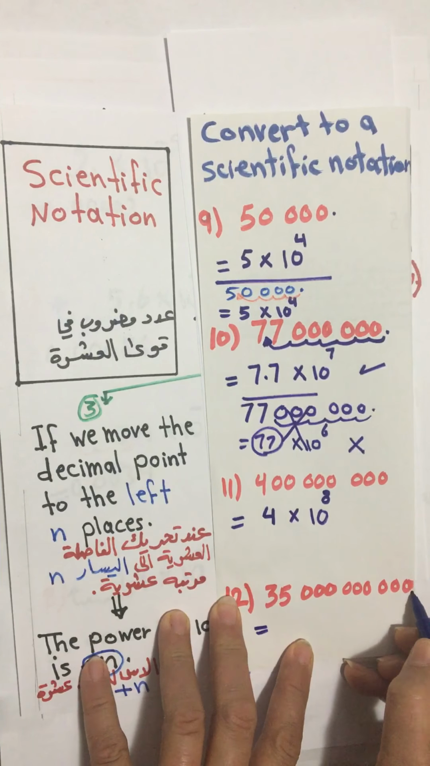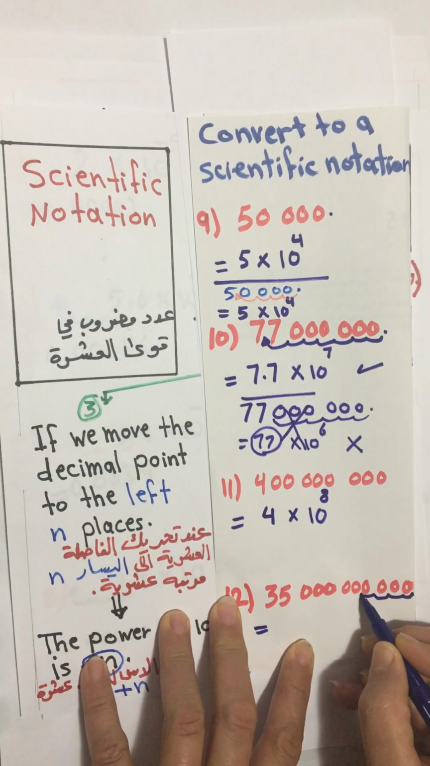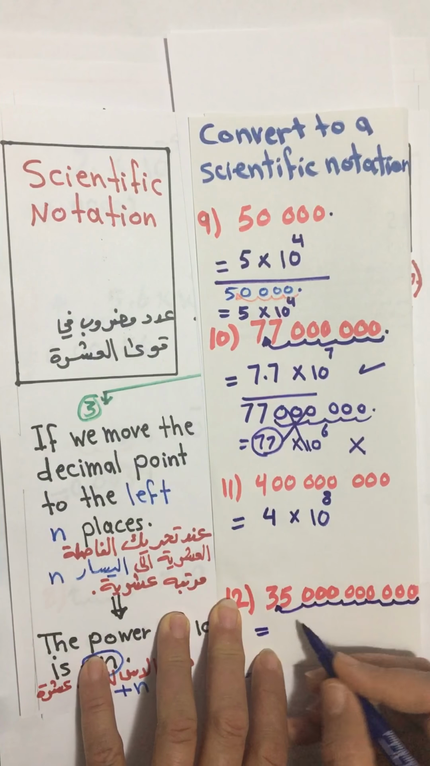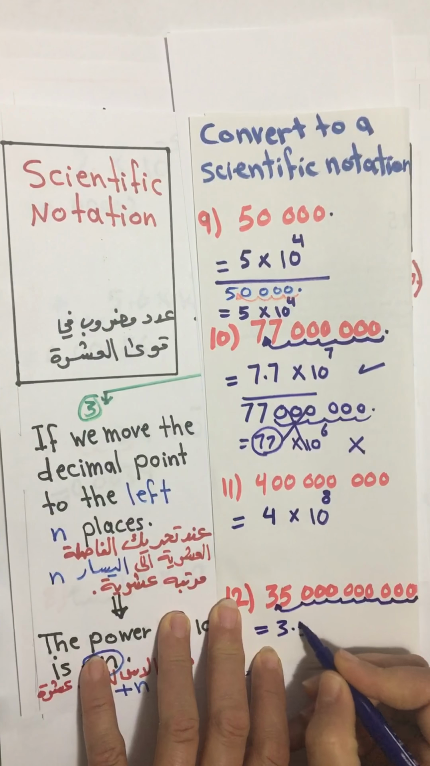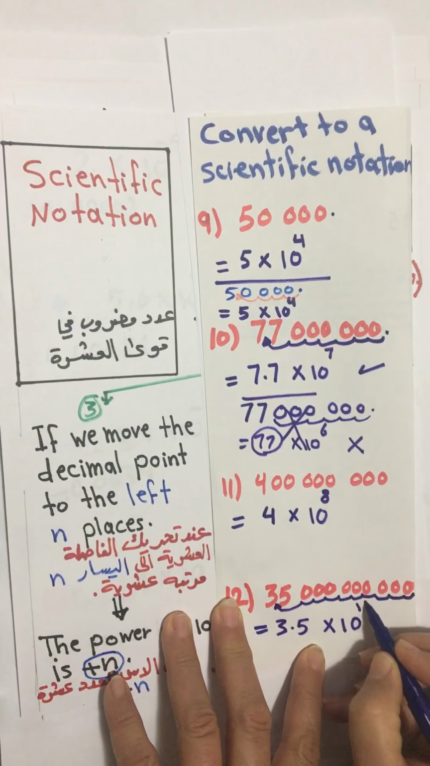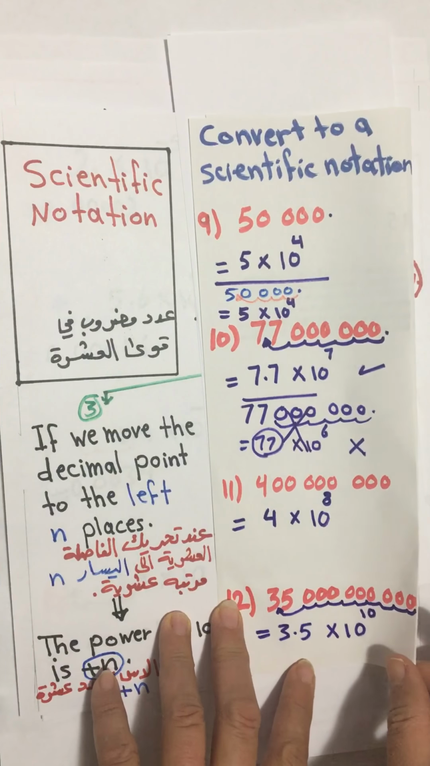So the decimal point is right here: 1, 2, 3, 4, 5, 6, 7, 8, 9, 10. The answer is 3.5 times 10 to the power 10. 10 places.